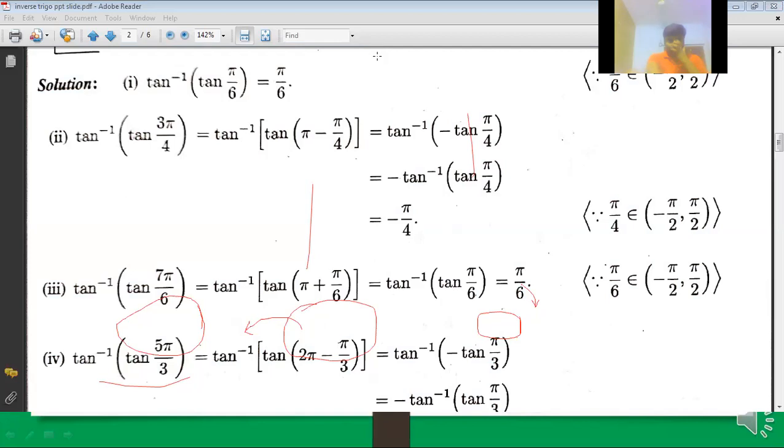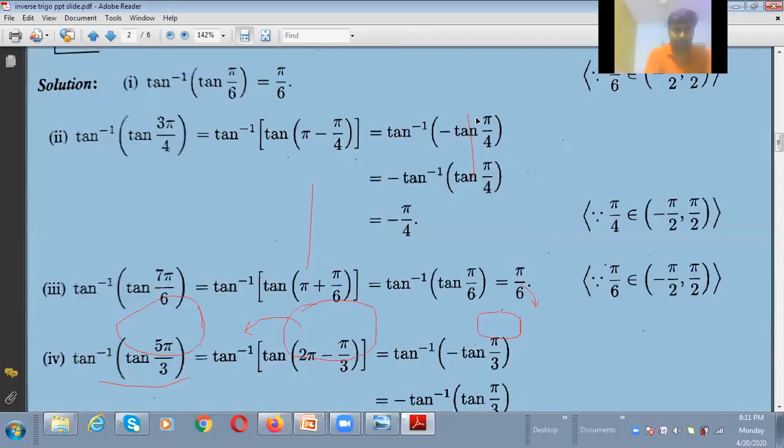Now, so tan of pi minus pi by 4. So pi minus pi by 4 means tan inverse of minus tan pi by 4. Tan of 180 minus theta, so that is the second quadrant. So now minus we can write outside. Tan inverse of minus tan x, so we can write minus tan inverse of tan x. So minus pi by 4 is the answer for that. Clear?